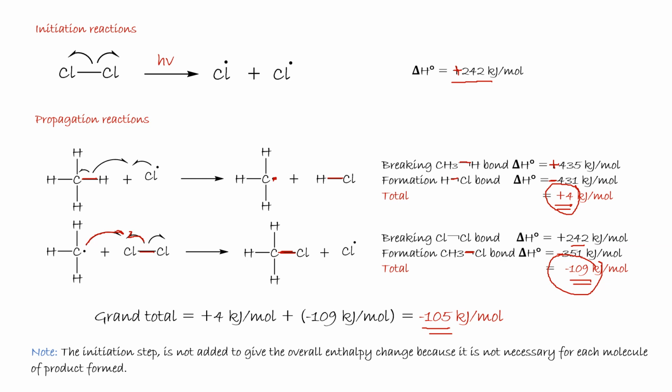The initiation step is not added to give the overall enthalpy change because it is not necessary for each molecule of product formed. It is just the first step to create the radical, and a few radicals can give thousands of products.